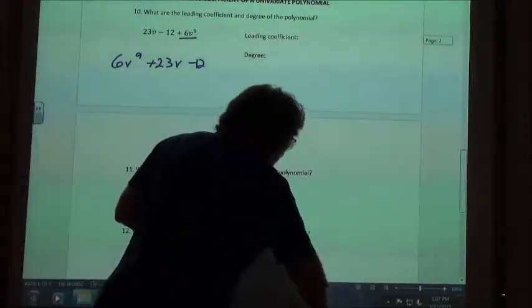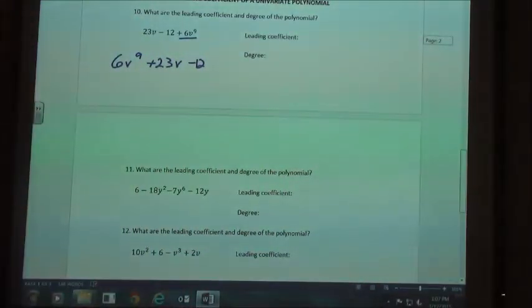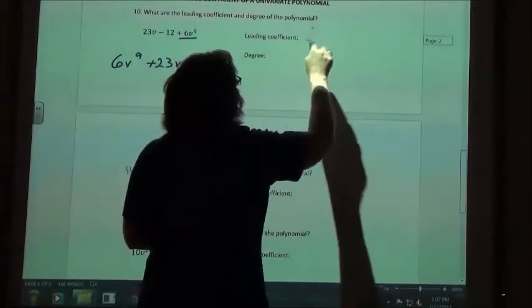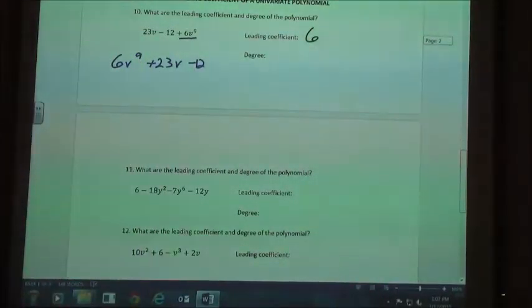Now, we still have to answer the questions using our math terms. They want to know what the leading coefficient is. Coefficients are numbers in front of your variable. If it's the leading one, it's the very first one. So in this case, 6 is your leading coefficient. Exactly. The degree of your polynomial is asking what is the exponent of your highest term? 9. The 9.